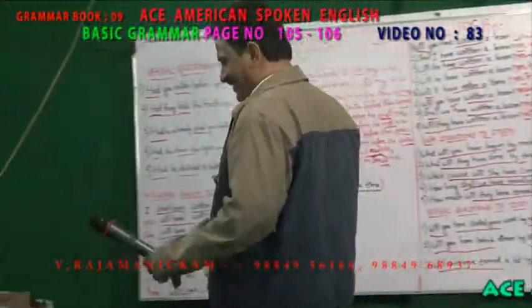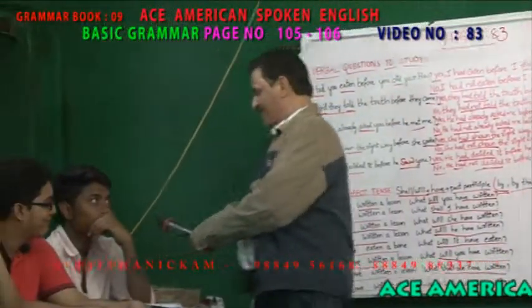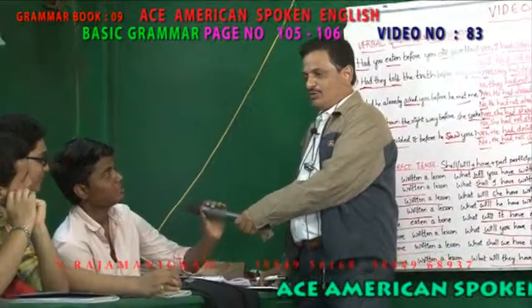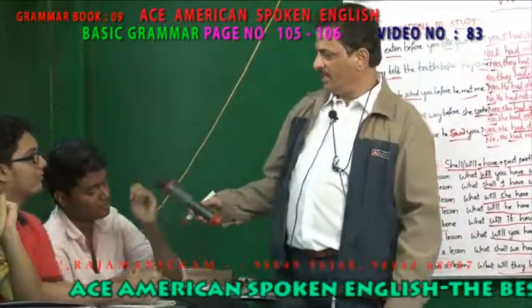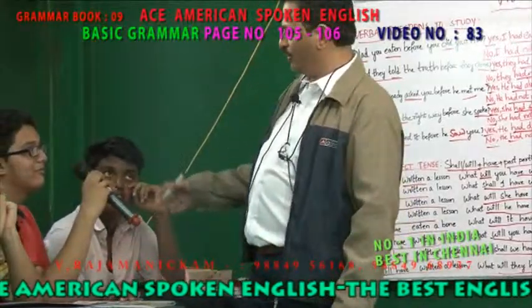Okay. She doesn't want to tell her achievements. Yes, sir. By 2020, what will you have done? I will have finished my college. What would you have done by 2050?